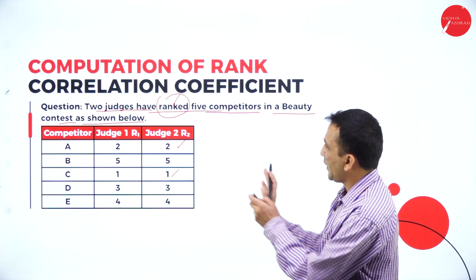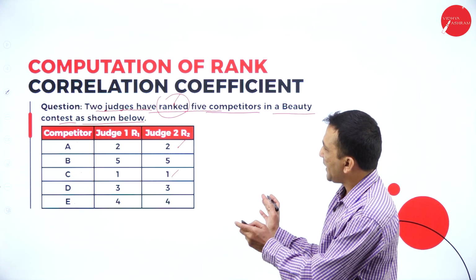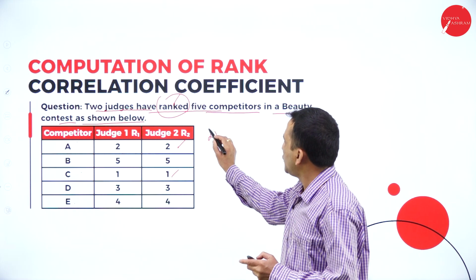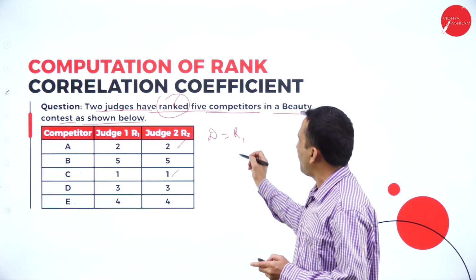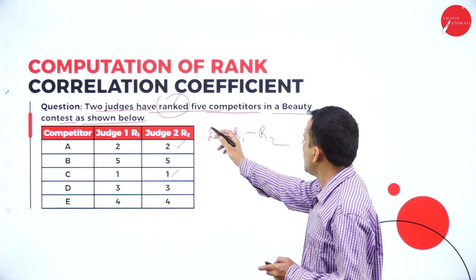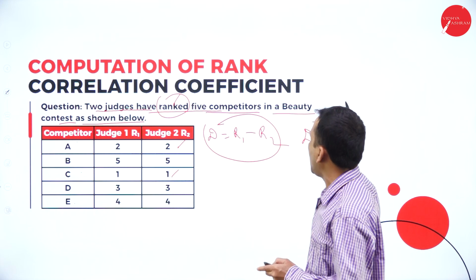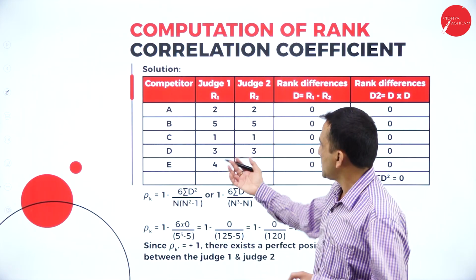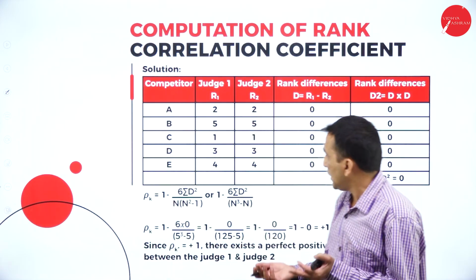The question is very transparent. Now we need to find D. D is a simple formula, R1 minus R2. Then D square, which we get after finding this value. Very simple, the same as what I have done already.